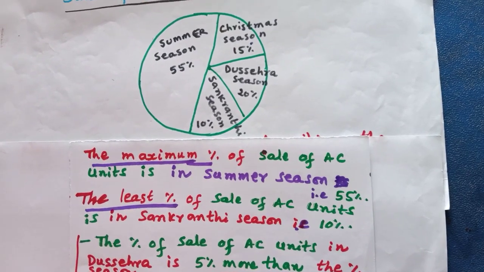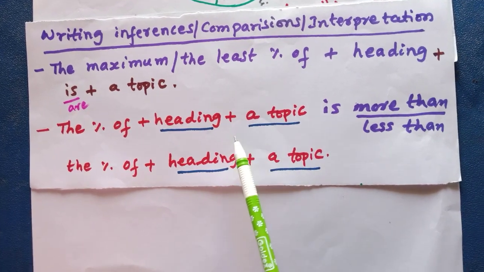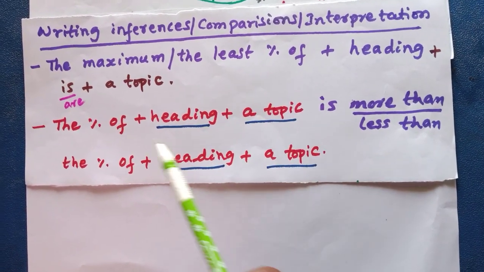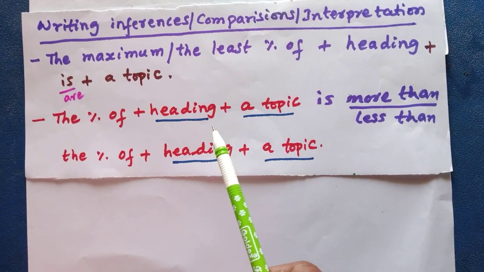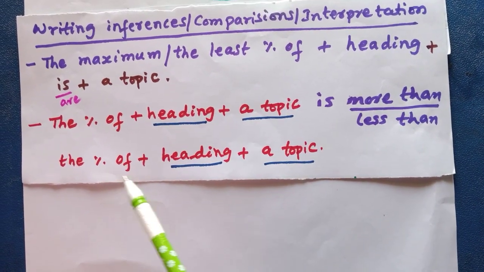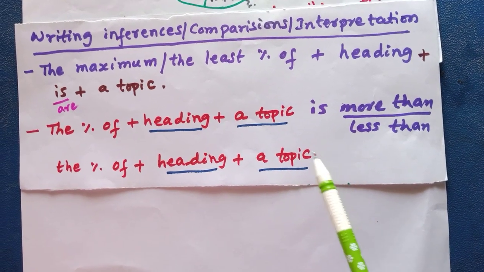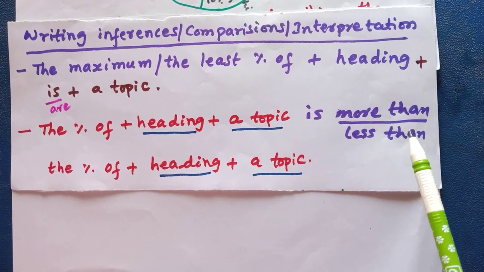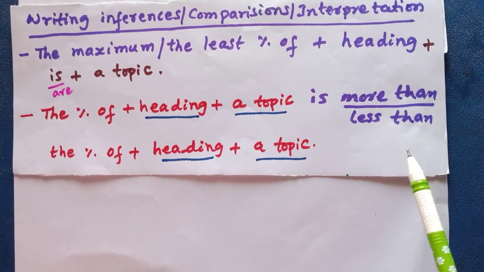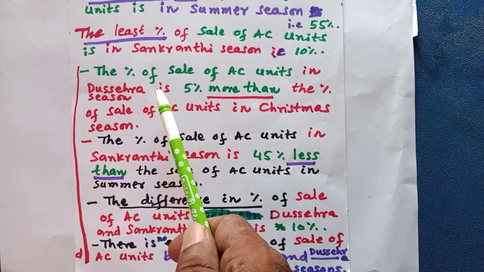And next, we can make the comparisons with the help of the structure of this sentence. The percentage of heading plus a topic is more than or less than the percentage of heading of another topic. How can we write these 2 sentences? That is comparisons, more than sentences and less than sentences. Look at this more than sentence.